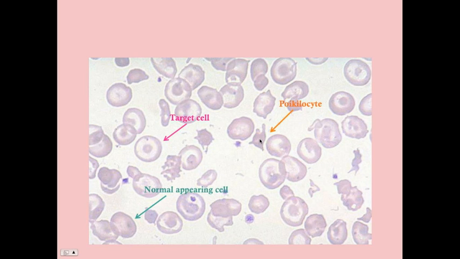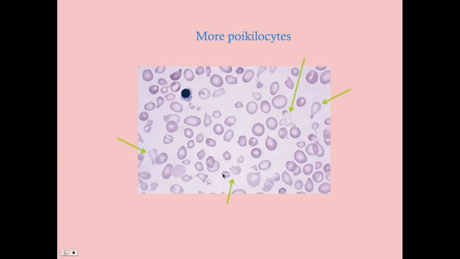Okay, so here's some more poikilocytes. Here's one. Here's one here. Again, that might be an acanthocyte. Here's one. Look at that. That one looks like an amoeba. So these are all poikilocytes, and that can happen in thalassemia. And this might be your target cell here. So this could easily be a patient with thalassemia.